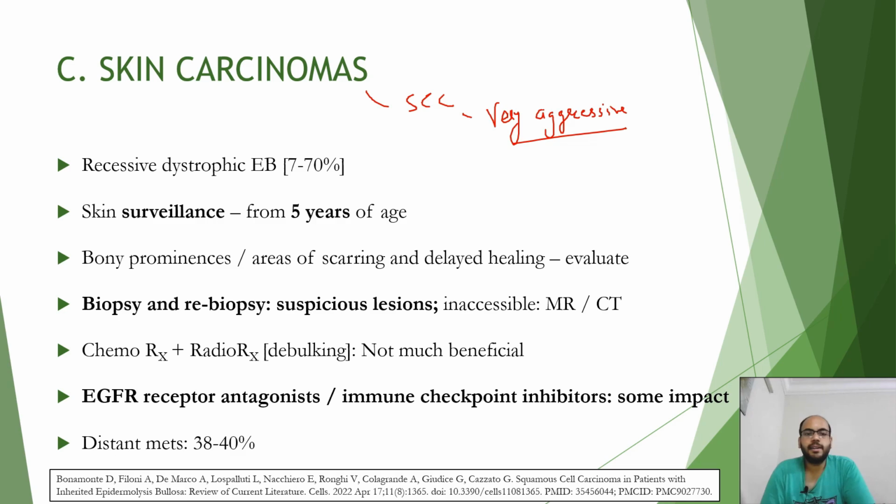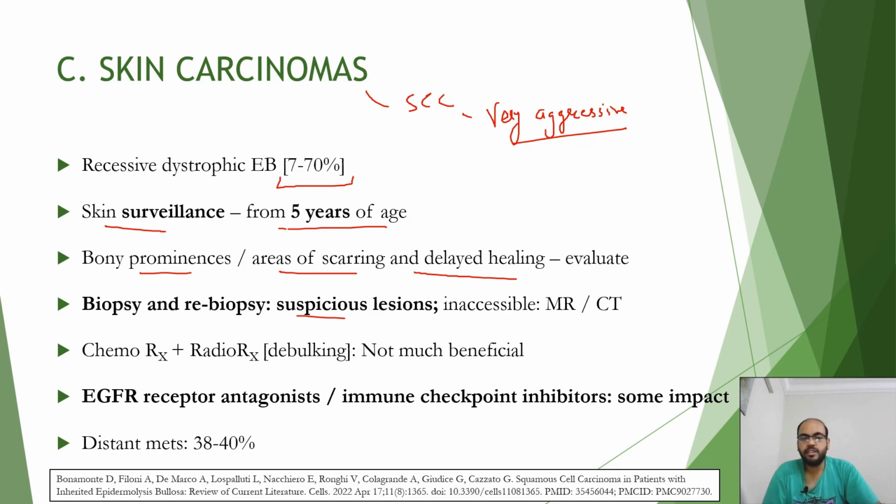So the incidence is roughly about 7 to 70% of the patients, especially patients of recessive dystrophic EB, can eventually have SCCs. So it is recommended to do skin surveillance from 5 years of age. It can be annual initially, but the better recommendation is every 3 to 6 months. Use photographs and look at the sites of bony prominences or areas of scarring or delayed healing. And you keep on evaluating these sites because these are the sites which are most prone to developing SCC, acral areas and the bony prominences.